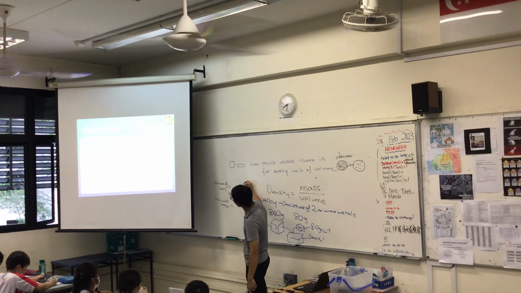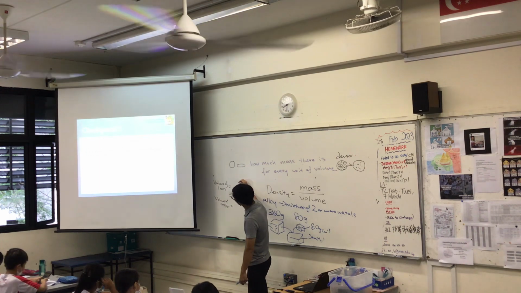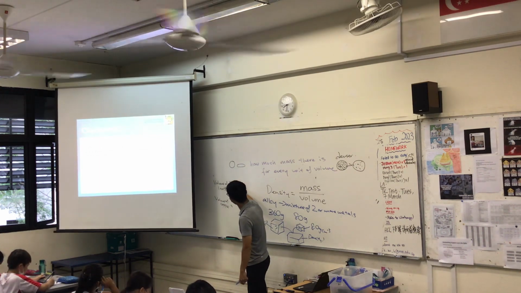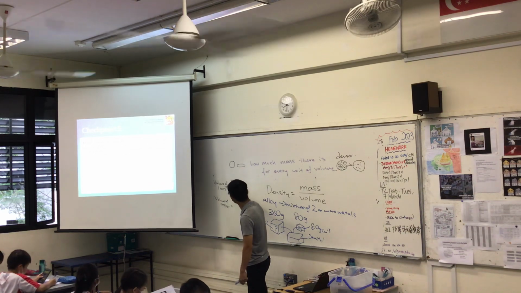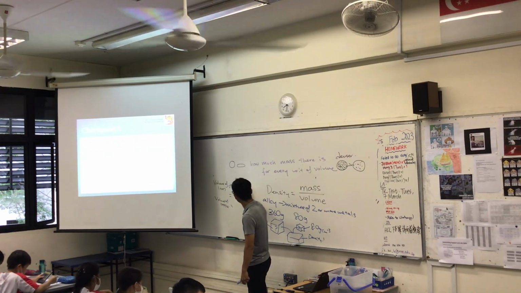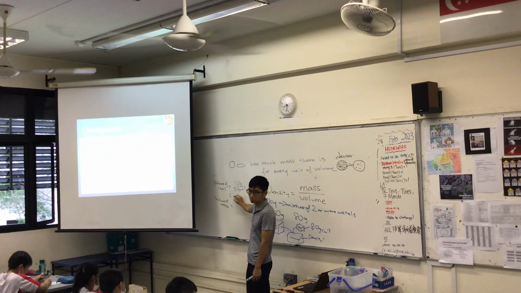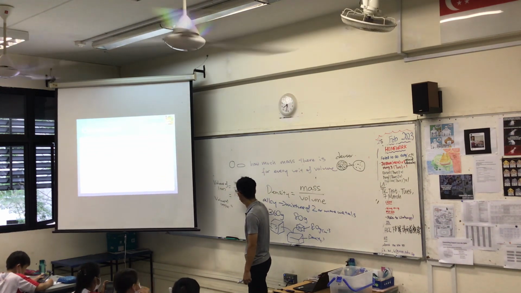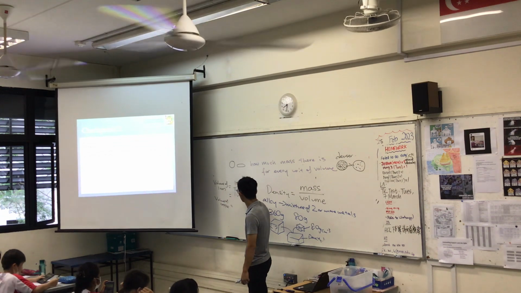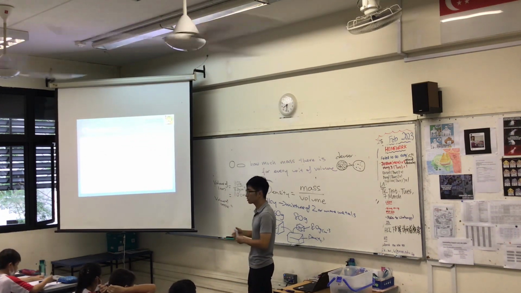Volume of iron equals 80 grams divided by 8.0 grams per cm cube. That equals 10 cm cube. Sorry?